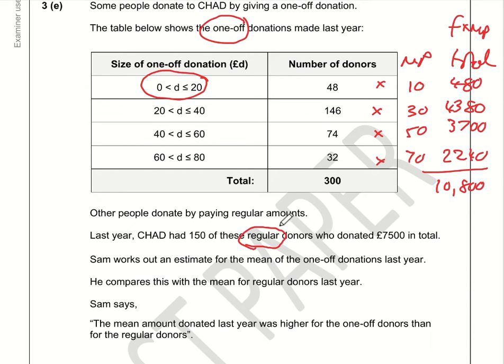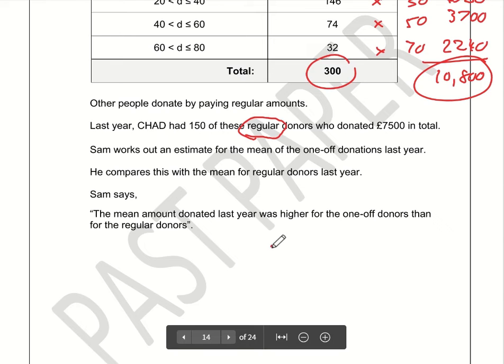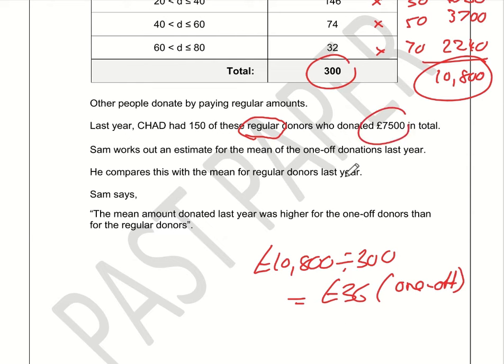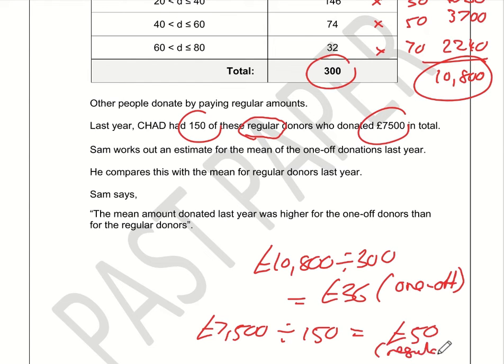So for the one-off, the mean is going to be this amount here divided by 300. So 10,800 divided by 300 comes to £36, and I'll note that that is for the one-off donations. And for the regular, it's going to be 7,500 divided by the 150 regular donors, and that comes to £50. And so this is regular.